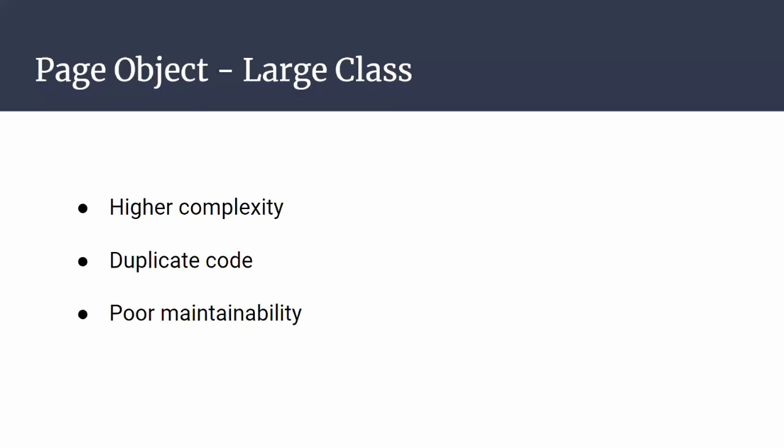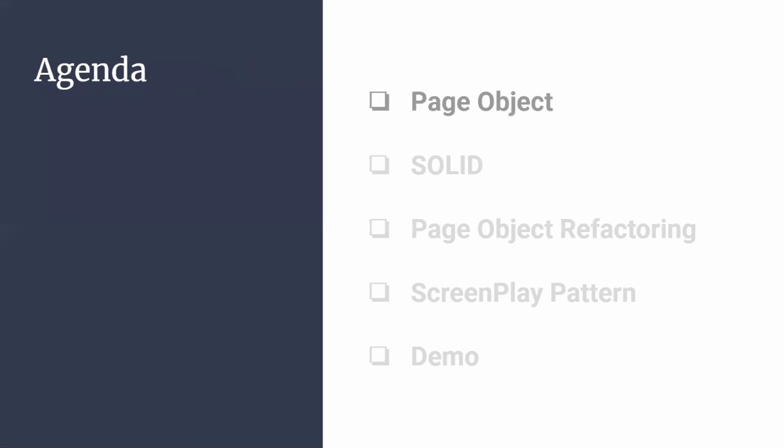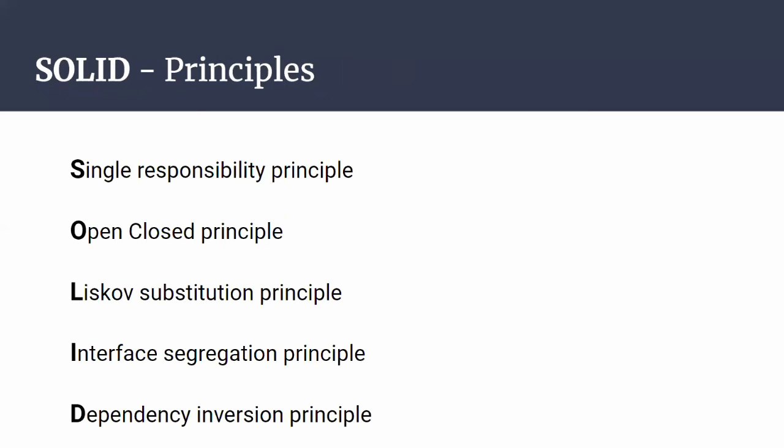So in order to avoid this bad practice, like large classes in the page object, we need to apply the SOLID principles. We will see the SOLID principles in detail in the next video. The SOLID principles are 5: single responsibility, open closed, Liskov substitution, interface segregation, and dependency inversion. We will see in the next video how we can apply these principles to avoid large classes and have more maintainable test automation projects.